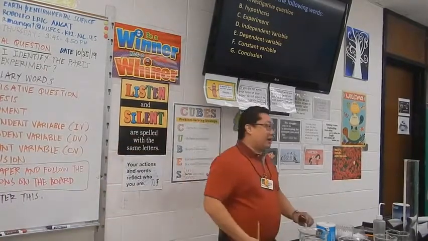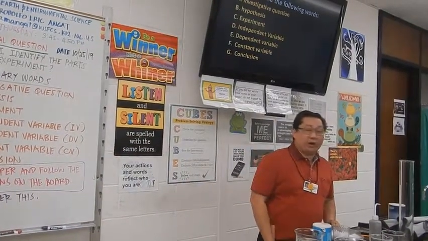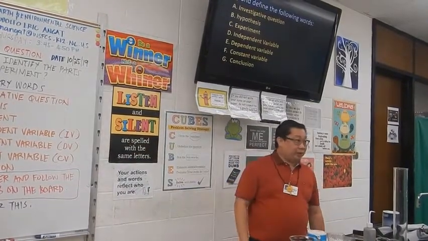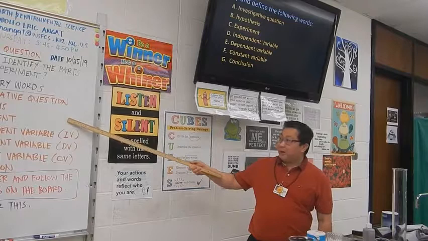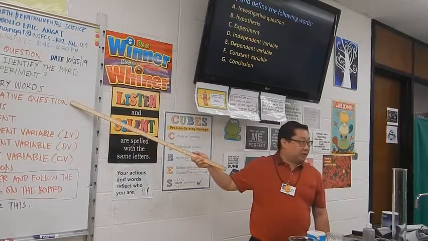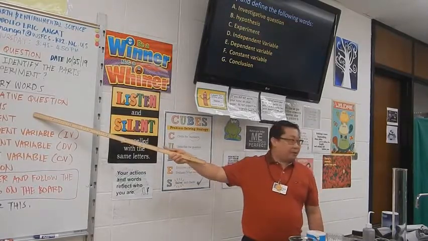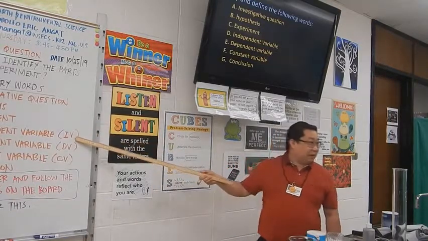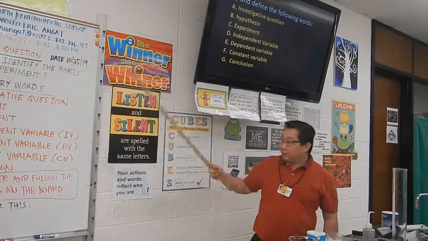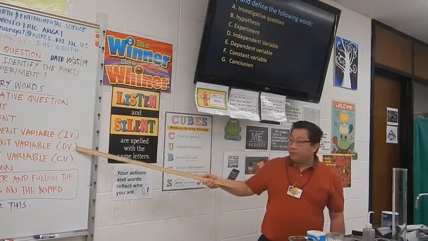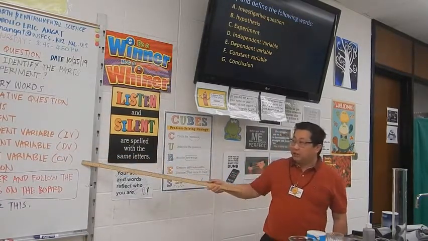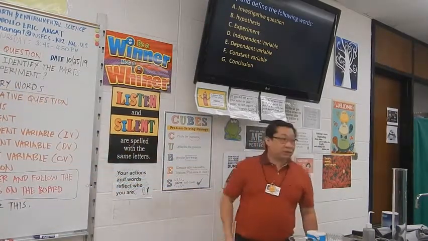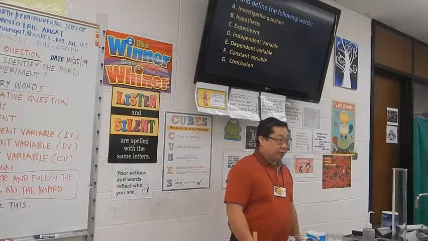Okay, so we're back after watching the video. Hopefully you have managed to define the following words. There are 7 words that you need to define. The first one is investigative question. The second one is hypothesis. The third one is experiment. The fourth one is independent variable. The fifth one is dependent variable. The sixth is constant or control variable. And the last one is the conclusion.